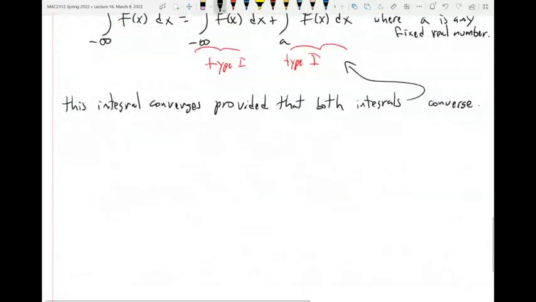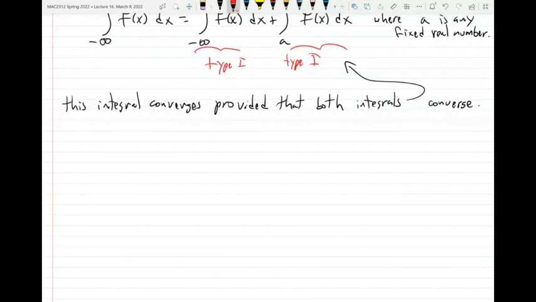So let's see, type 2 improper integrals. These are the integrals for which the interval of integration seems okay, so the limits are okay. It's just that the function is the one that has an issue. In these cases, our function didn't have an issue. The functions were nice. Now, the problem is with the function, type 2 improper integrals.